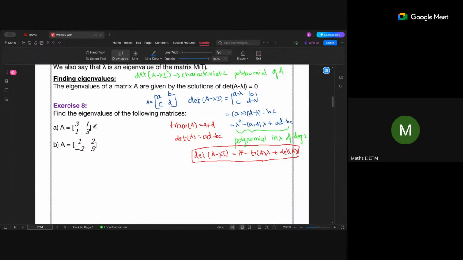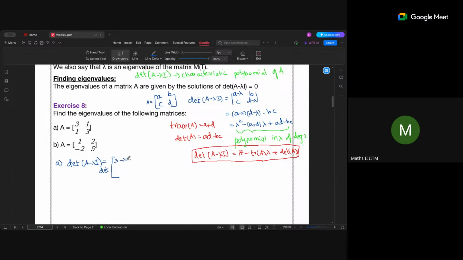Find the eigenvalues of the following matrices. How are we going to find the eigenvalues? First, find the characteristic polynomial. So let's do one. I will do the first problem, you do the second problem. So we have to first find the determinant of A minus lambda I. I can either do it using this, or I can use the determinant of the matrix as well. Just for the problem's sake, I will do both.